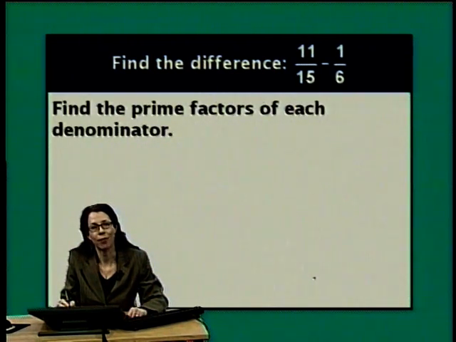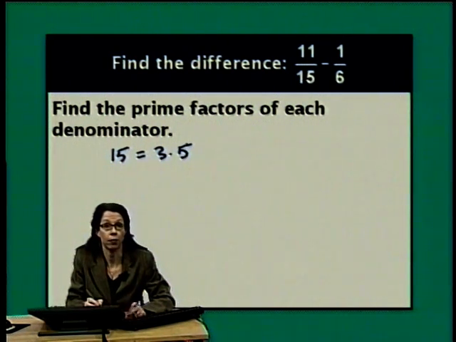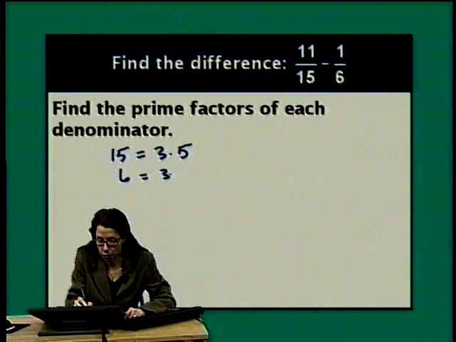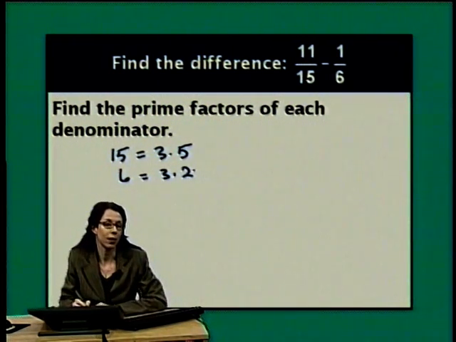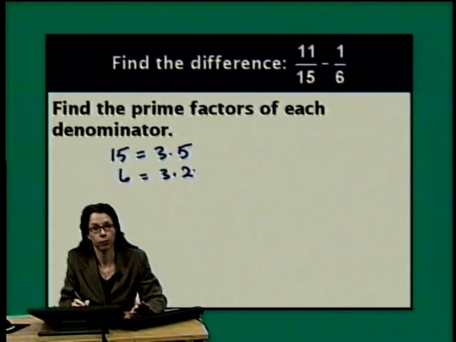So we want to think about factors. And so what I'm going to do is write out the prime factors of each denominator. So 15, I know, is 3 times 5. 3 and 5 are prime numbers. And 6 is 3 times 2. So I see that 15 and 6 share a factor of 3.